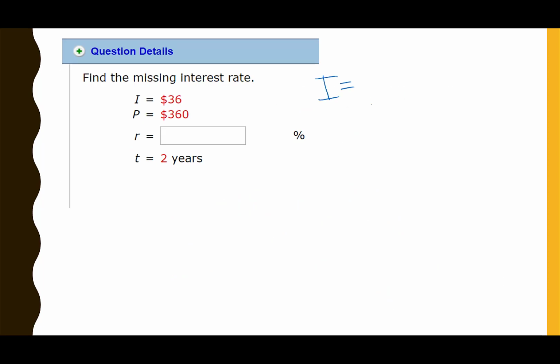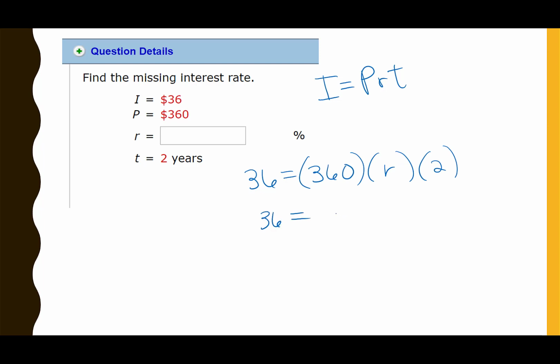Okay, let's try that again. Here's the formula again. It's I equals PRT. In this problem, the interest is $36. The principal is $360. This time we're missing the rate, and the time is 2 years. So the first step I want you to do is multiply 360 times 2. This is 36 equals 720R.